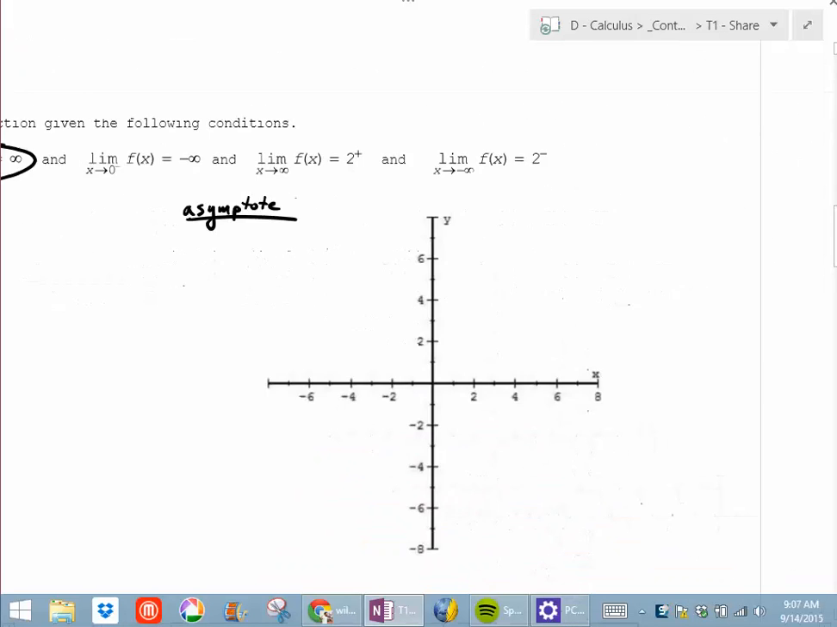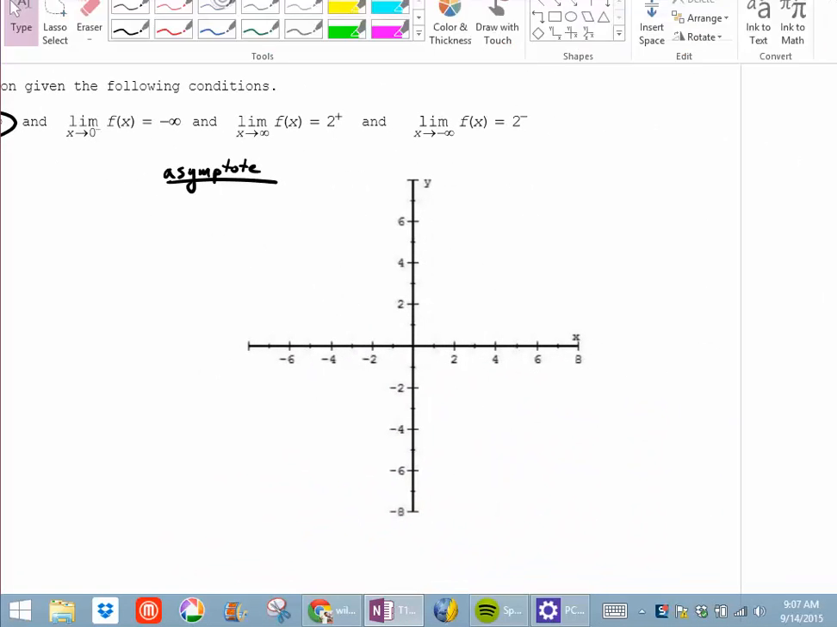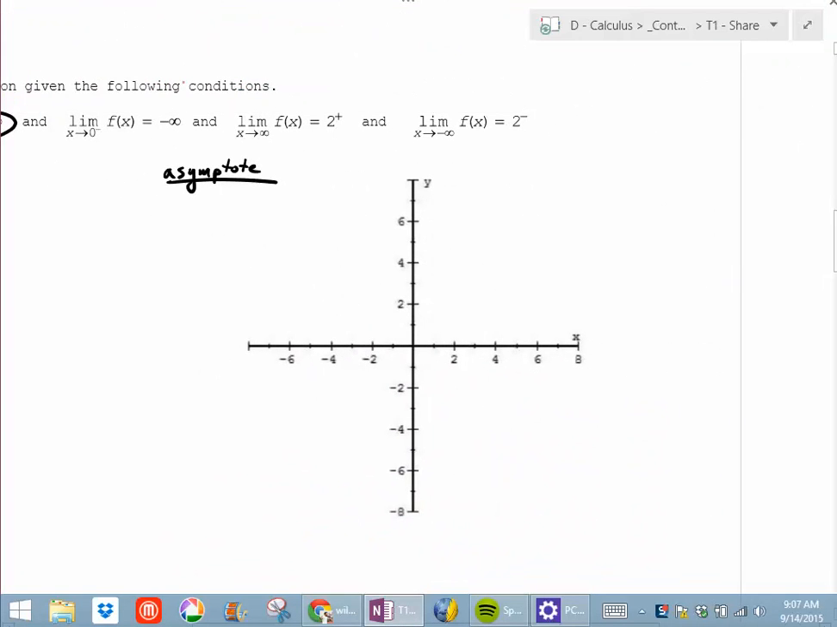So let's go back and let's go over here. Where does x equal 0 on this function? What's another name for x equals 0? Not the origin. The y-axis. So this right here is the y-axis. This is where x is equal to 0.